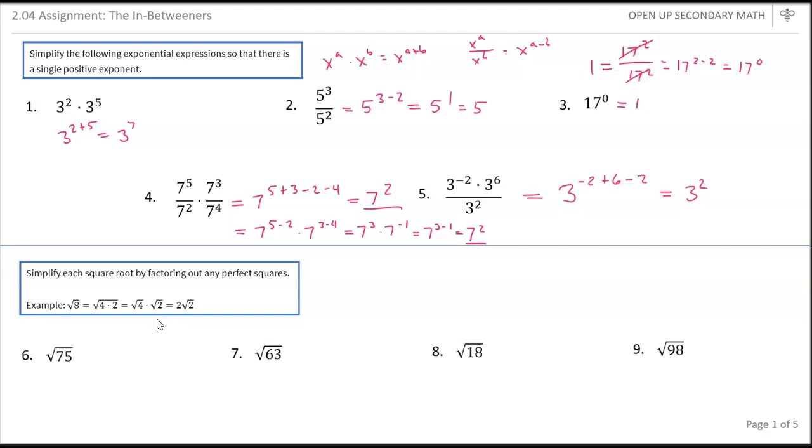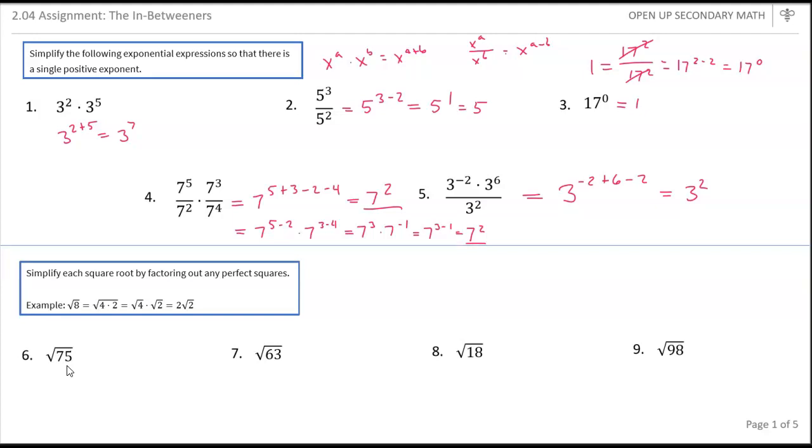So this is going to be a process called prime factorization, and you may or may not have seen this before, but that's okay, we'll just figure it out now. What we're going to do when we prime factor a number is look at that number. In this case we have 75, and we're going to ask ourselves, what can I divide 75 by and get an integer?